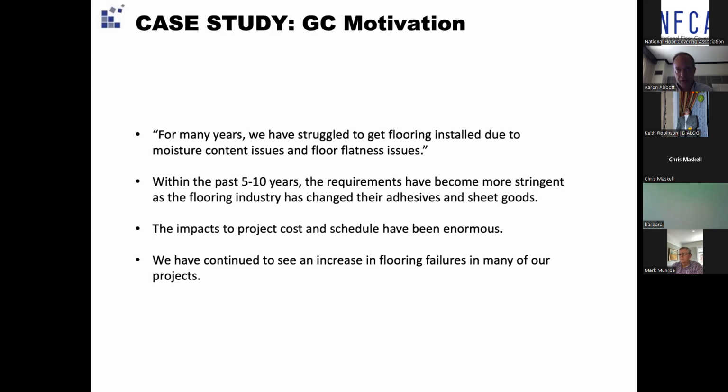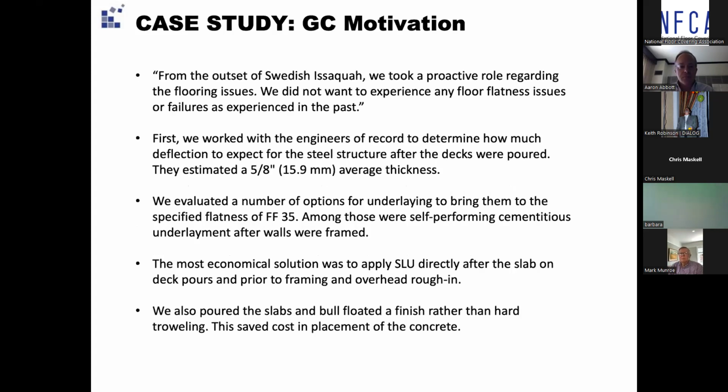This white paper and this study was done in 2010, 2011. So there is some movement forward here, but still, with floor covering glues, there are still a lot of humidity maximums out there. Sellen also said that the impacts to project cost and schedule have been enormous in the past for them, and they continue to see an increase in flooring failures in many of their projects. They wanted to take a proactive role on this project regarding flooring. They didn't want to experience any floor flatness issues or failures as they had in the past.